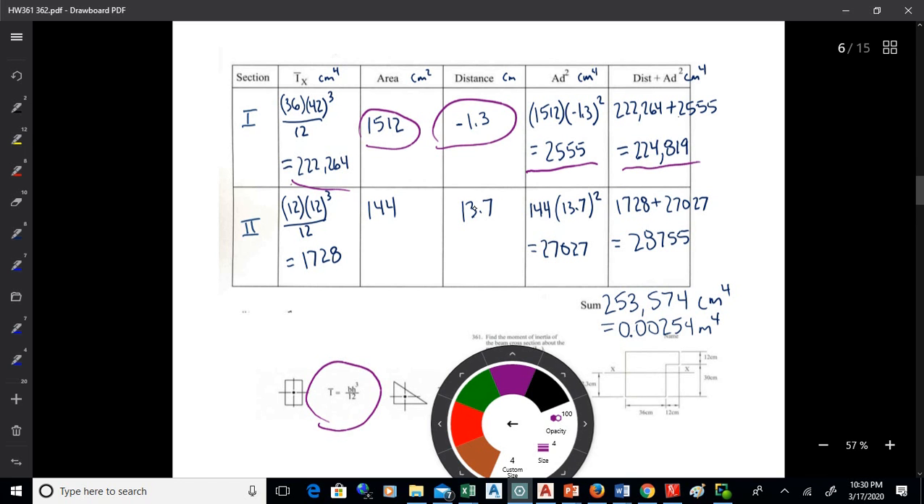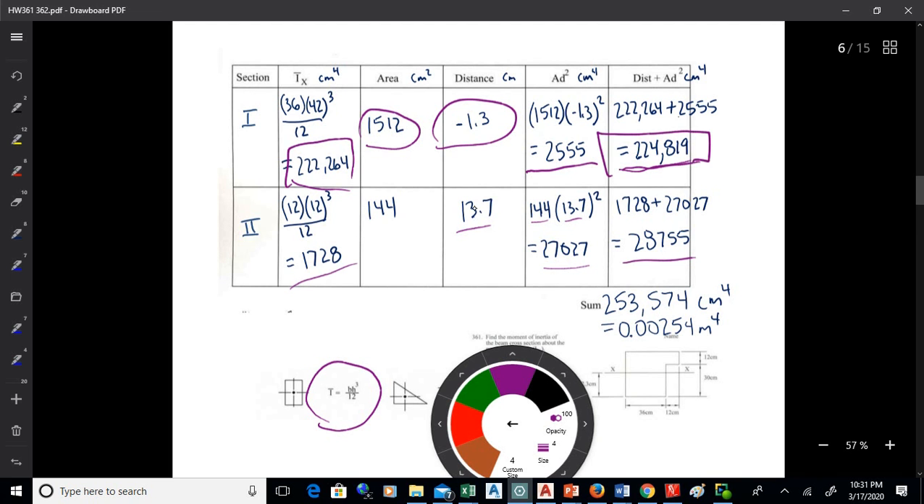So I've got the b h cubed over 12 plus the A D squared term, the area times the offset distance squared. I just add them up and get the total. Do the same thing for the small rectangle. I get 12 times 12 cubed over 12. That's b h cubed over 12. It's 1728. The area is 144. The distance is 13.7. So 144 times 13.7 squared is 27,027. I'll add that to the 1728 and get the total, 28,755.